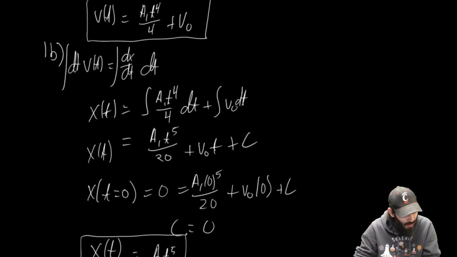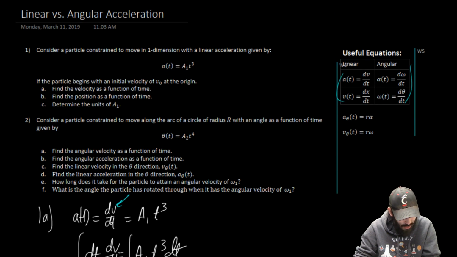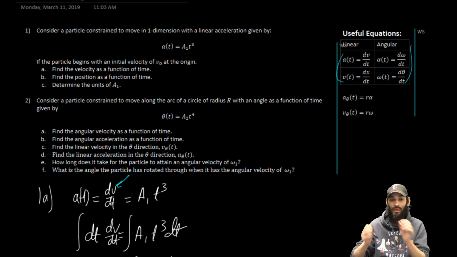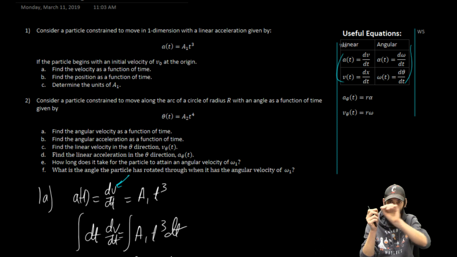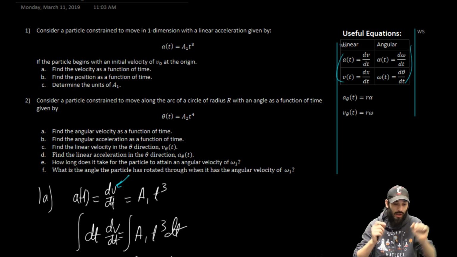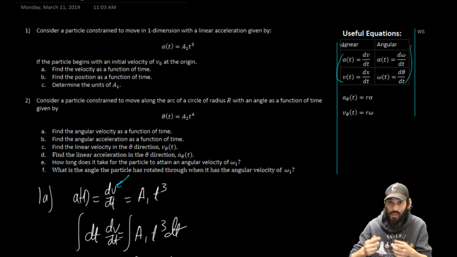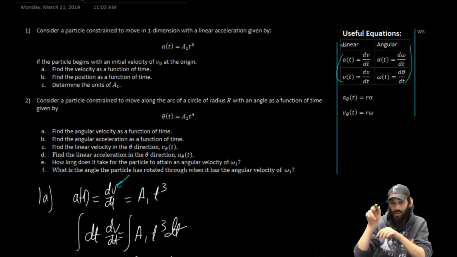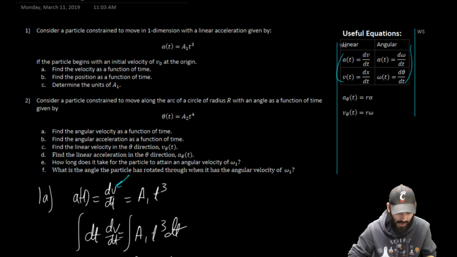Okay, so moving on to the next one. We got 2a. Instead of having this particle that's translating according to some linear acceleration as a function of time, we have an angle given as a function of time. So this is going to be something that goes around the arc of a circle, and the angle as a function of time is given here.